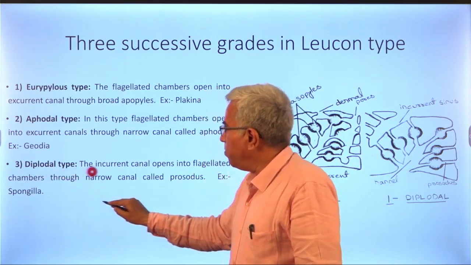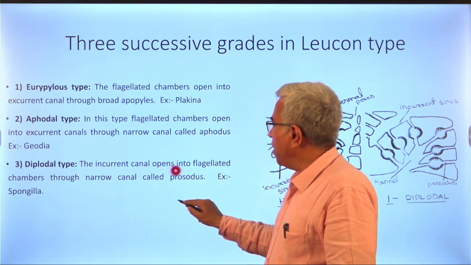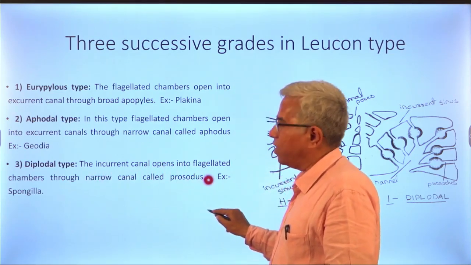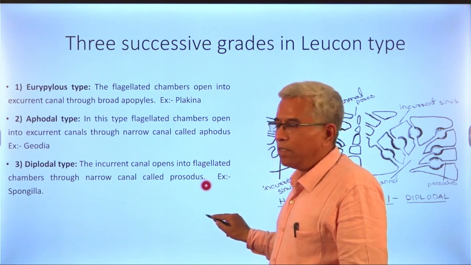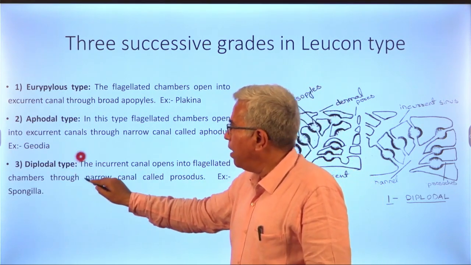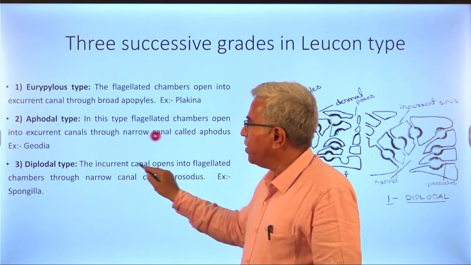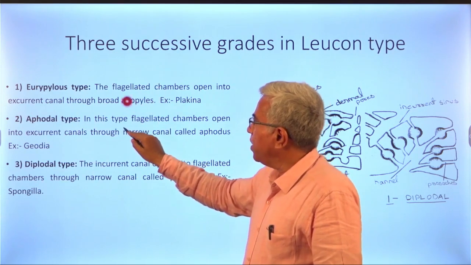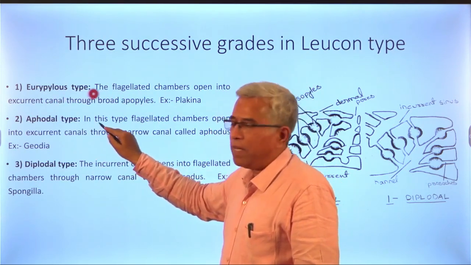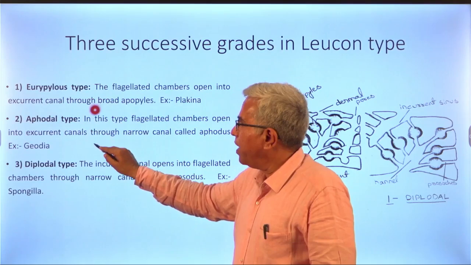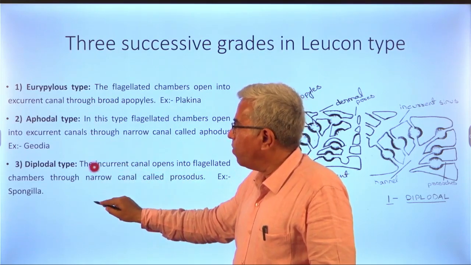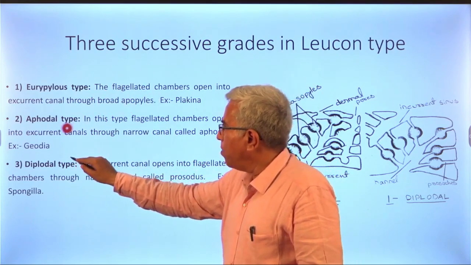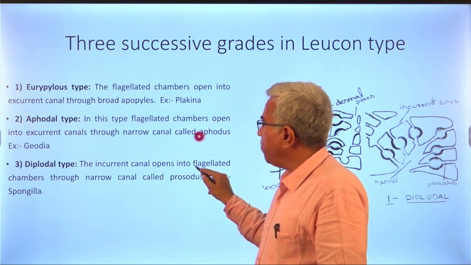And diplodal type contains the incurrent canal where it opens into flagellated chambers through a narrow canal called prosodus. If prosodus is present, it is called diplodal type, and if only apodus is present, it is called apodal type, and if apodus is absent and apopile is present, it is called uripilus type. That means Leucon type is classified into uripilus, apodal, and diplodal type. In uripilus type, apopiles are present. In apodal type, a narrow canal called apodus is present.